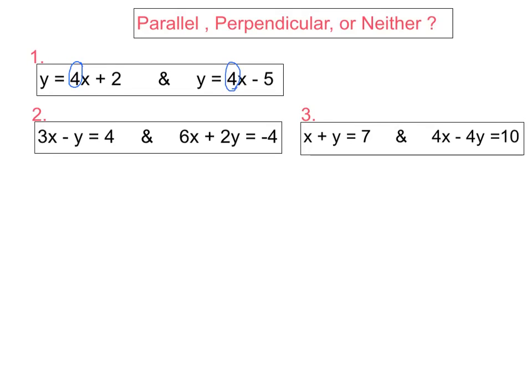I don't really care anything at all about these y-intercepts when I'm doing this today. All I care about are the slopes. I look at them, they both have a slope of 4. So since their slopes are the same, I would say that these two lines are parallel.